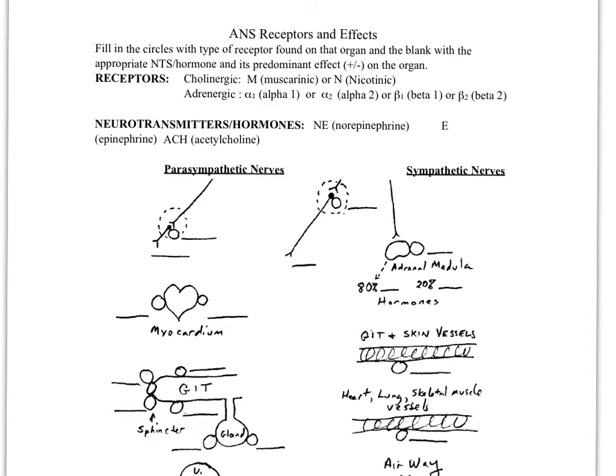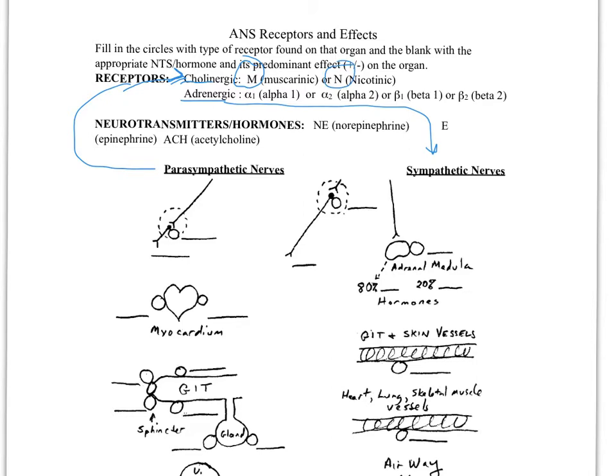Now this is interesting, right? We have two systems, parasympathetic and sympathetic. And we have two different types of receptors for those neurotransmitters or hormones or neurohormones. We have cholinergic receptors, and those are parasympathetic, and we have adrenergic receptors, which are sympathetic. Hopefully that makes sense. Acetylcholine and adrenergic, right? The two types of cholinergic receptors that we have are muscarinic and nicotinic.